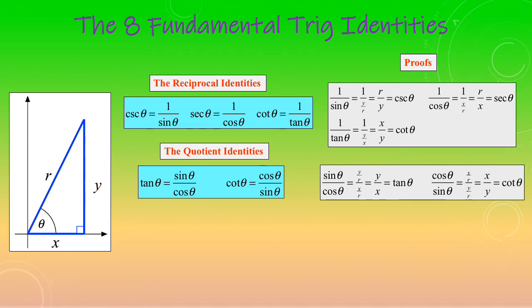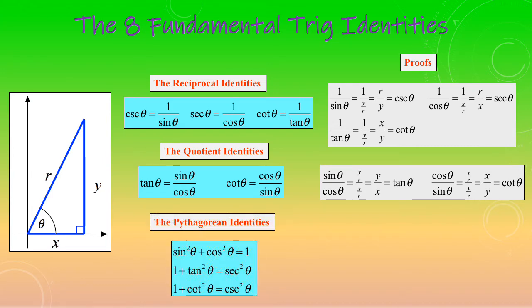Similarly, cosine theta over sine theta is x over r over y over r, and when we flip, we end up getting x over y, and that is cotangent theta. The final three are called the Pythagorean identities. Sine squared theta plus cosine squared theta is equal to 1. 1 plus tangent squared theta is equal to secant squared theta, and 1 plus cotangent squared theta is equal to cosecant squared theta.